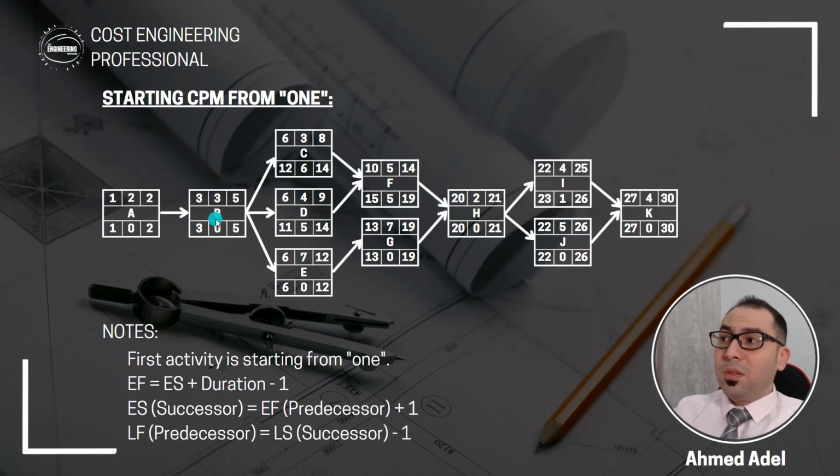And on the third day, activity B will start. And the duration of activity B is 3 days. So that means third day, fourth day, and fifth day. By the end of the fifth day, activity B should end, and so on.